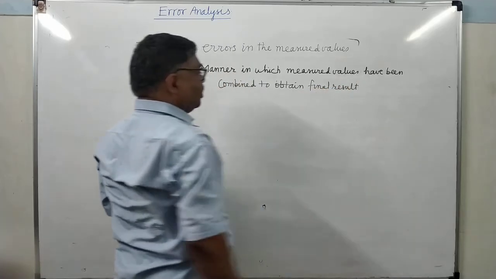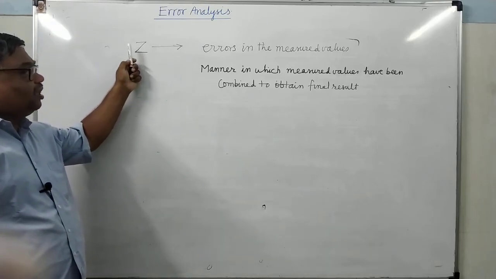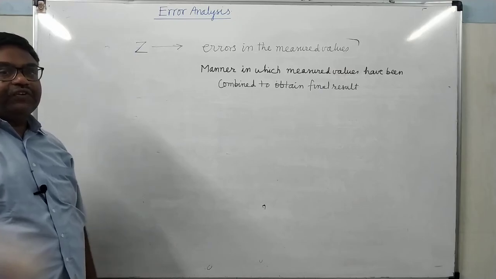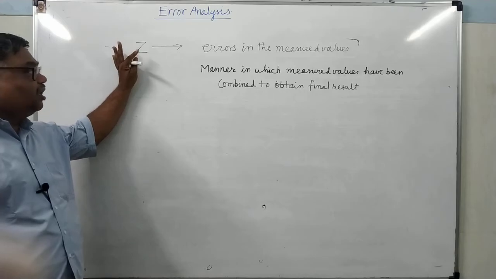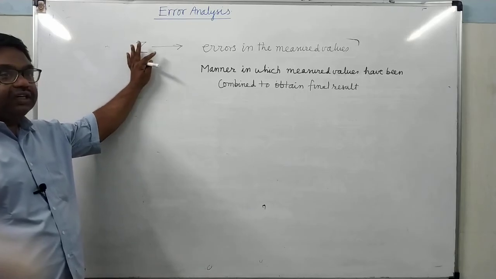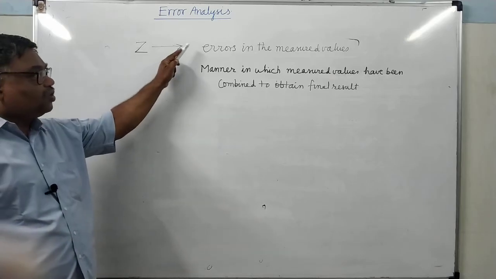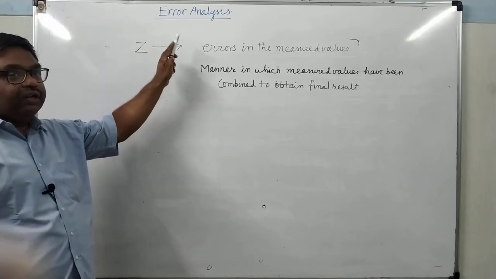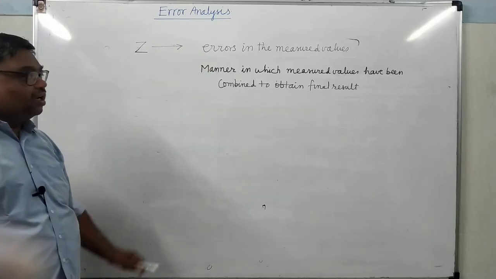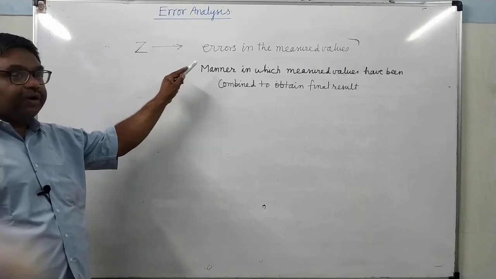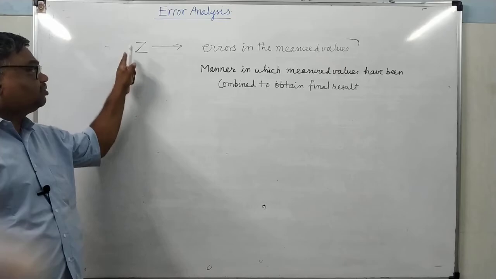Now see here, there is a physical quantity which is calculated by measuring some other physical quantities. So what will be the error produced in the final result? The error produced in this calculated quantity will depend upon two things. Number one, it will depend upon the errors produced in the measured values. Number two, it will also depend upon the manner in which they have been combined to obtain this quantity.